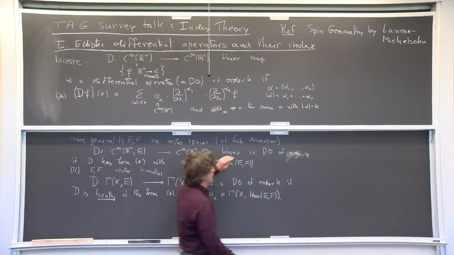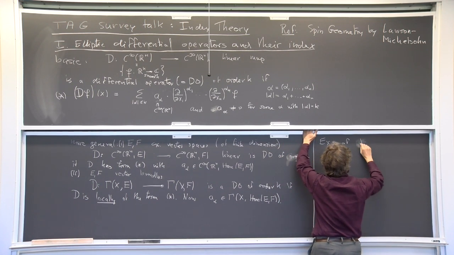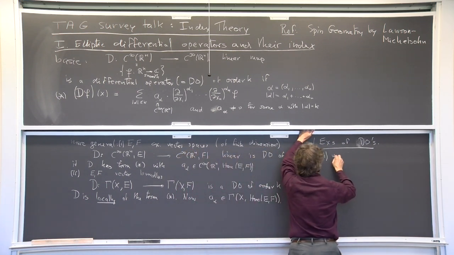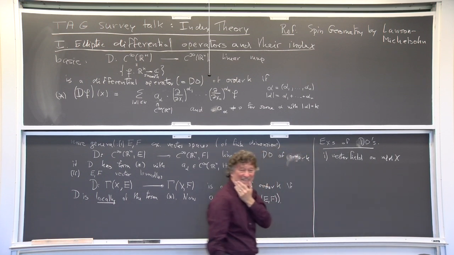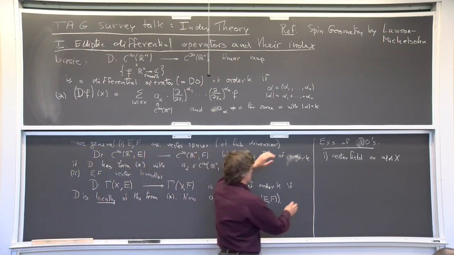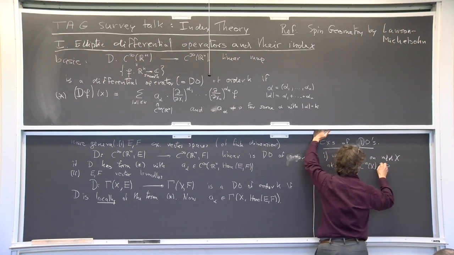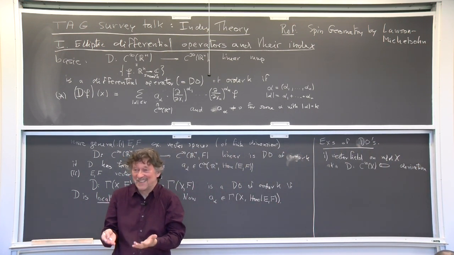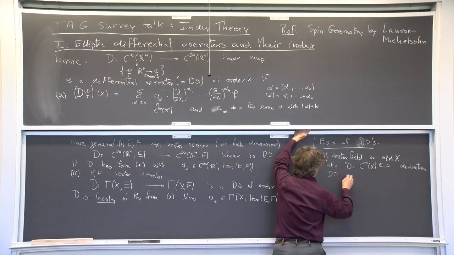So let me give you quick examples of differential operators. Suppose you have a vector field on a manifold X. What's a vector field? Well, there's the algebraic definition which says a vector field is just a derivation on the algebra of functions on this manifold, also known as a map D from the smooth functions of X to itself which is a derivation. If you look at what it is locally, you differentiate in one direction, right? So this is a first order differential operator.